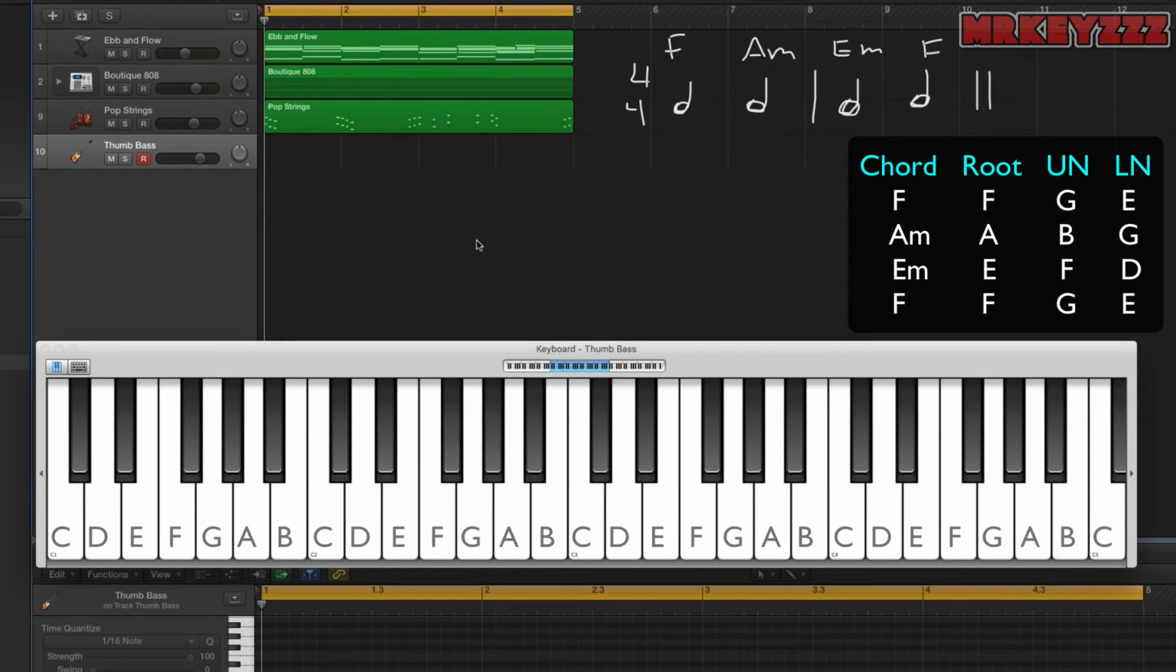So this last example is going to be the craziest example. I'm going to put together all the techniques that we've learned so far. So octaves, fifths, upper neighbors, and lower neighbors. Here we go.